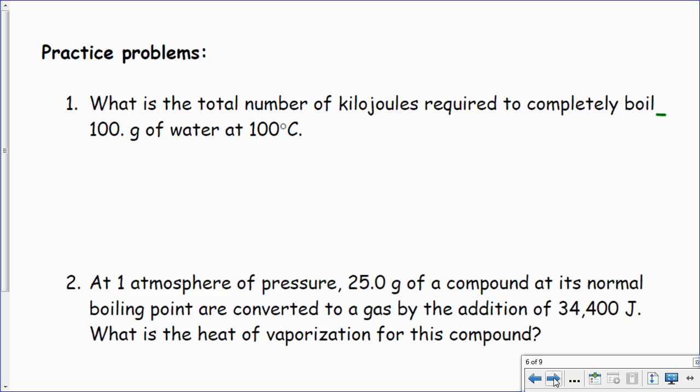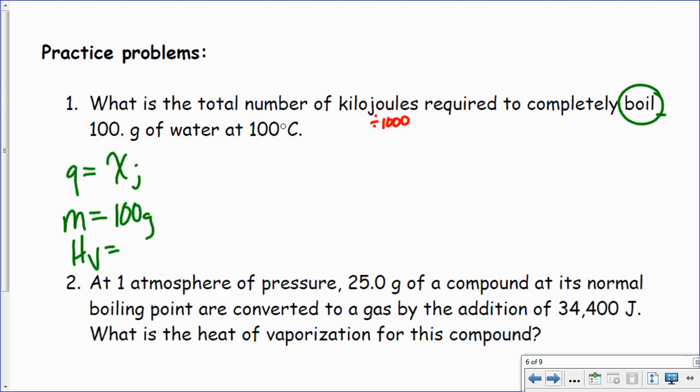So what's the total number of kilojoules needed to completely boil 100 grams of water at 100 degrees Celsius? Again, we're looking at kilojoules, so we're going to have to divide our final answer by 1,000. Again, synonym: boil, vaporization. So we're going to have to use that Q equals M HV. Q is the heat that we're looking for in joules. We'll convert to kilojoules at the end. M is the mass, 100 grams in this case. And HV off Table B is 2260 joules per gram. That is a constant value.